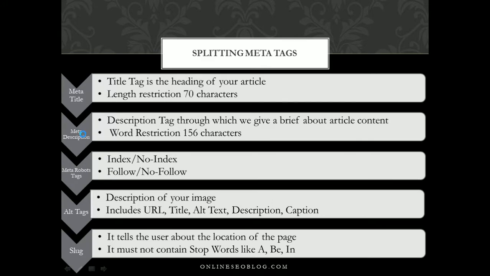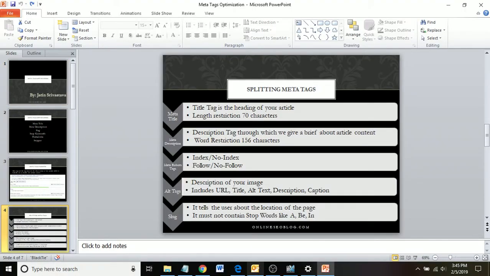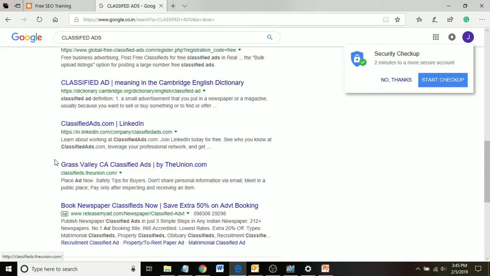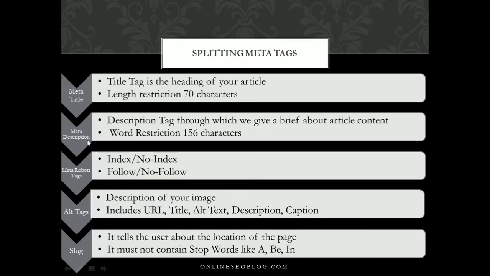So let's just take a live example here, to give you a good overview. In the last lecture, I also gave you an overview. So this is the meta title, this is the target URL, and this is the meta description. Okay, this is the meta description. Let's just get into the presentation now. The meta description tag is a short brief of what your article is all about, with a word limit of 156 characters.